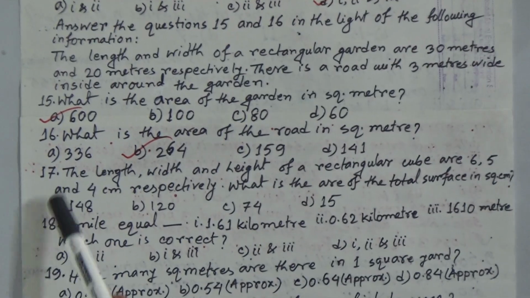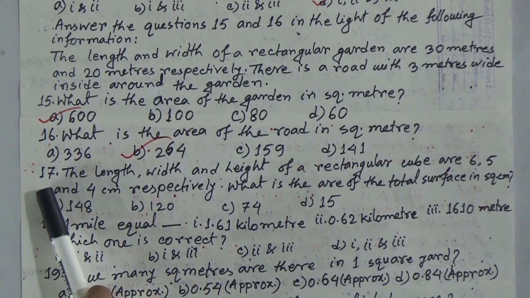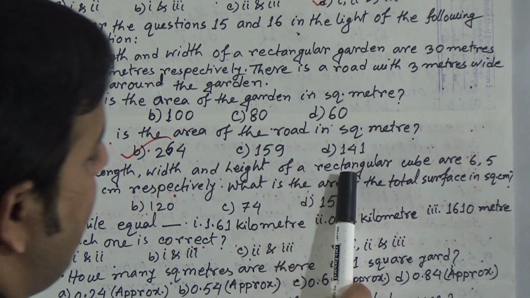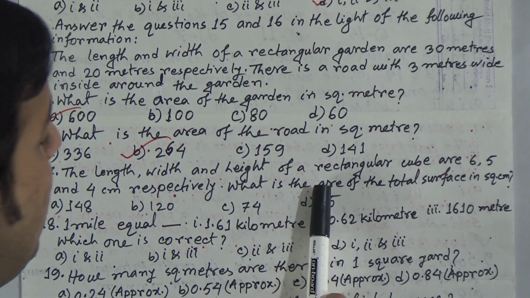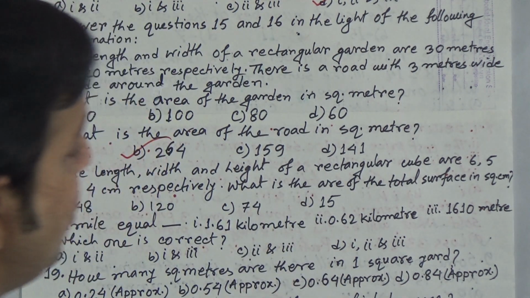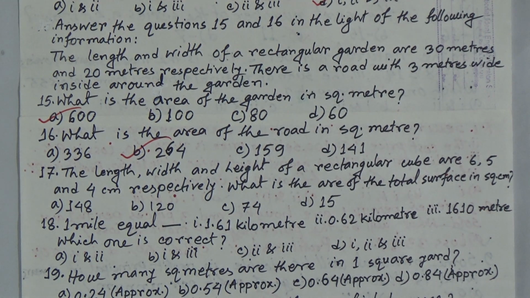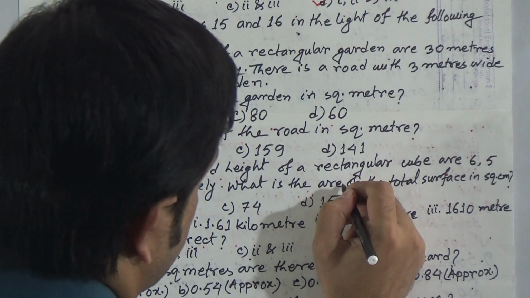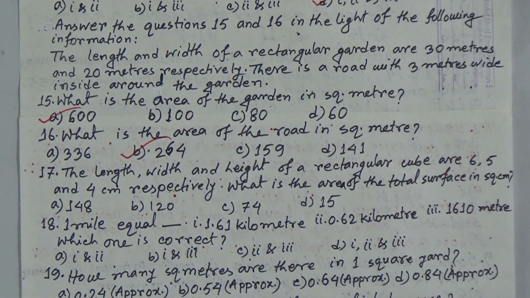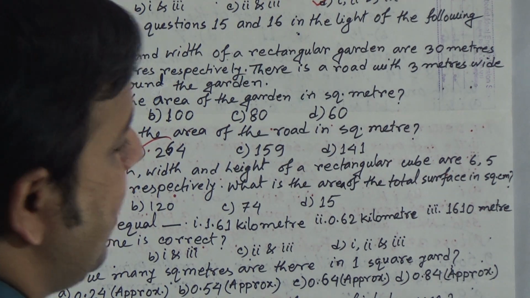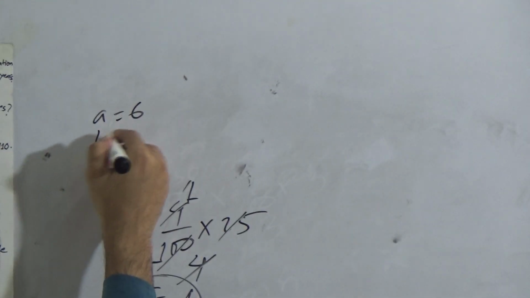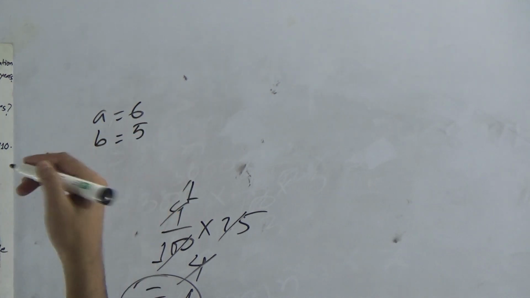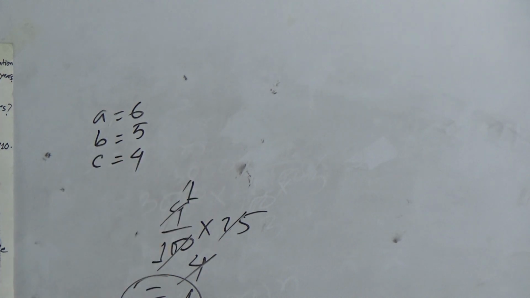Now question 17. The length, width and height of a rectangular cube are 6, 5 and 4 centimeter respectively. What is the area of the total surface, in square centimeter? Dear students, we have to find the area of the total surface. Here the length is A, which means 6, the breadth is B, which means 5, and the height is C, which means 4 centimeter.